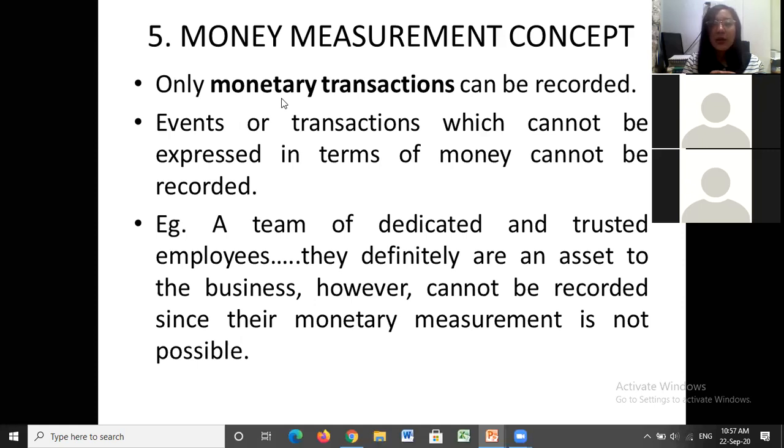For example, a company has a team of dedicated and trusted employees, okay, and they definitely are an asset to the business. However, they cannot be recorded since their monetary measurement is not possible.